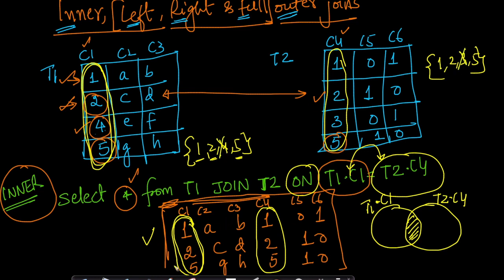So the rows that you end up getting will correspond to the values in C1 and C4 such that they belong to the intersection here. This is very important. This is what your inner join is. For an inner join, the resultant table, let's call it T, will contain only those values in the joining columns which are common between both of them. This is your simple inner join. Now let's look at a different example.